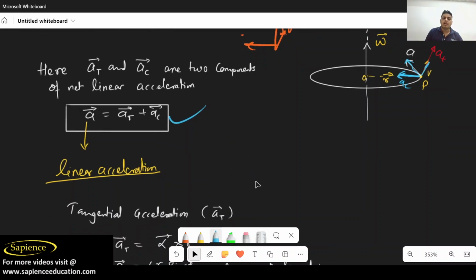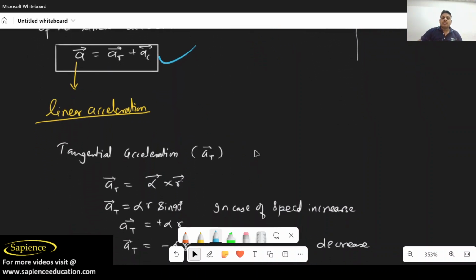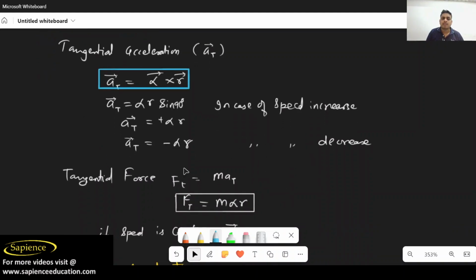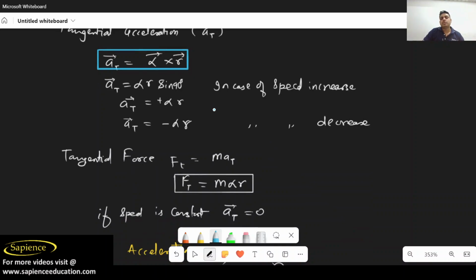Okay, so always remember tangential acceleration AT is alpha cross r, or alpha r sin theta. If the speed increases, then alpha tangential will be plus r. If it decreases, then alpha tangential will be minus r. Now tangential force Ft will be mass into tangential acceleration.